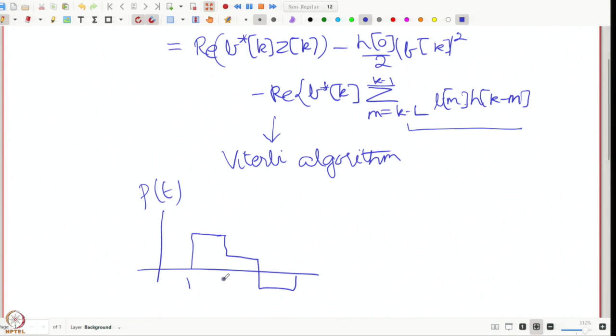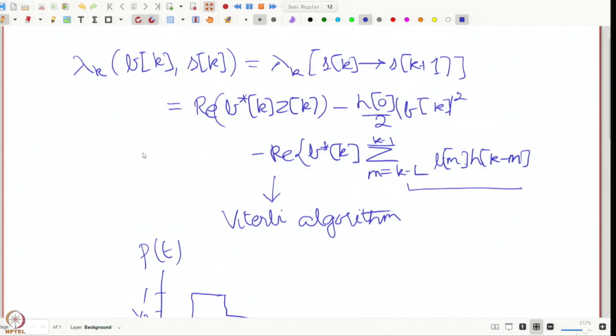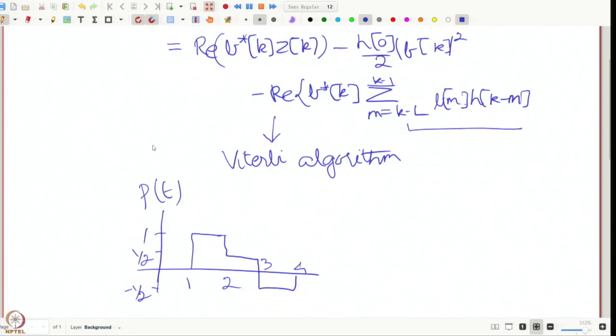This is 1, 2, 3, 4. The value here is minus half. It's half. The value here is 1. For this p(t), we are going to now perform the Viterbi algorithm for a certain example, but as a prerequisite, we need to compute h0, h1, h2, and so on. So let us actually compute our values of h for this.